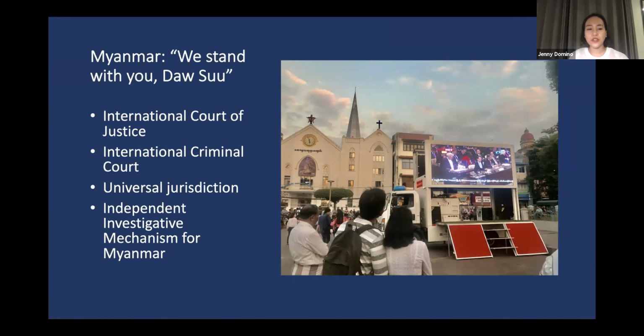So what you see here in front of you are four of these mechanisms concerning Myanmar. The first of these is the ICJ case between the Gambia and Myanmar. In November 2019, the Gambia filed an application before the ICJ alleging that Myanmar violated its obligations under the Genocide Convention. Myanmar has been a party to the Genocide Convention since 1956. Later on, I will talk more about this.